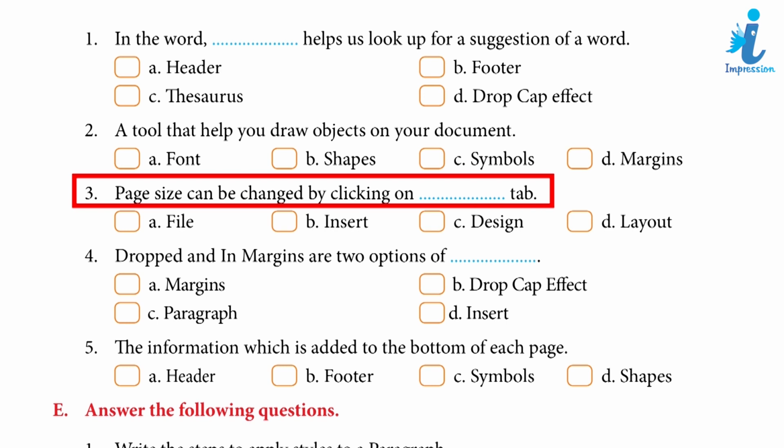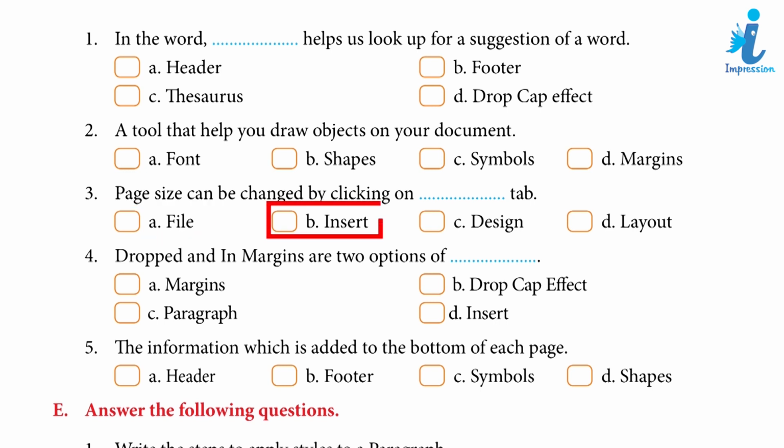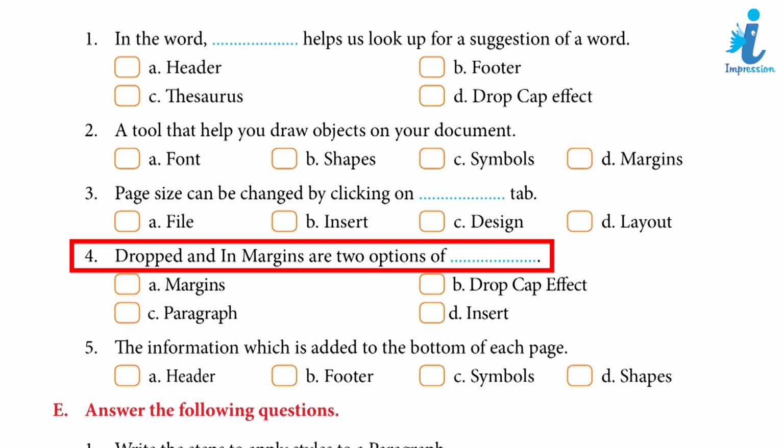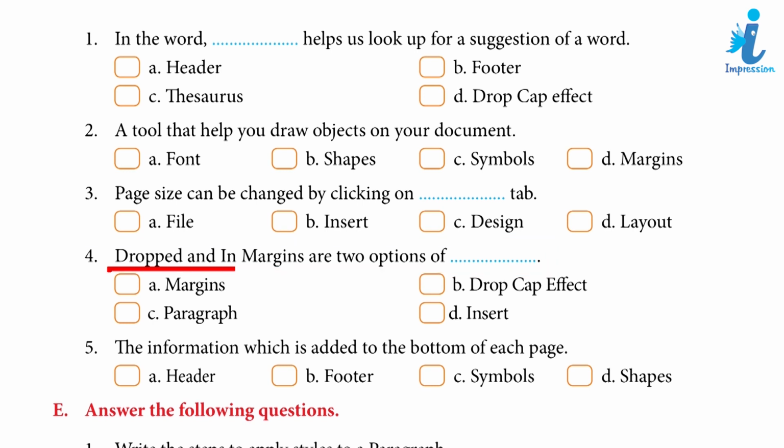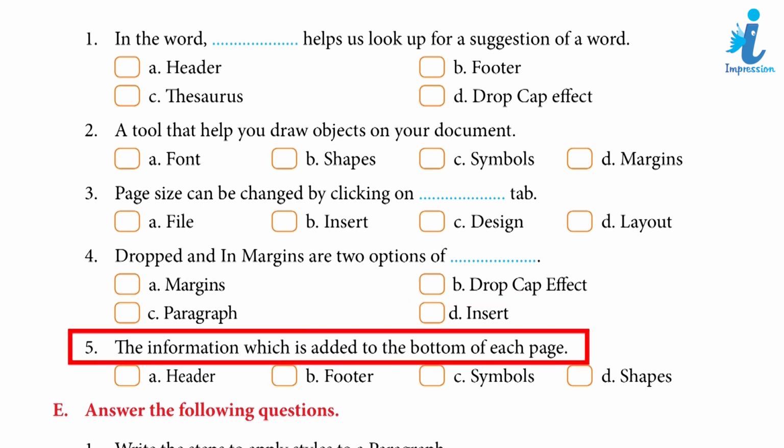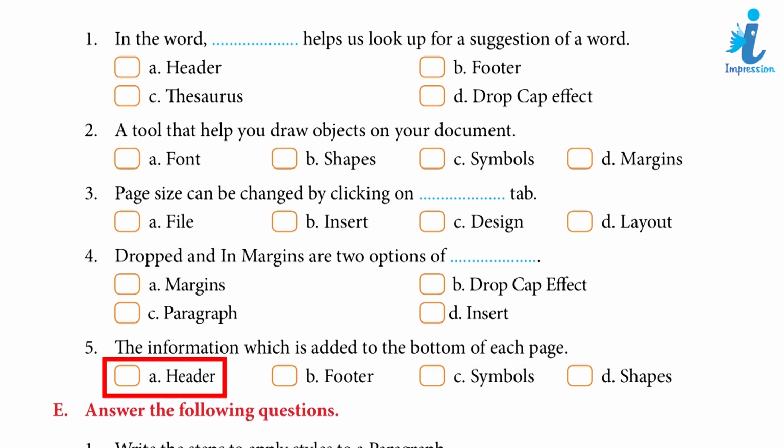3. Page size can be changed by clicking on dash tab. A. File. B. Insert. C. Design. D. Layout. Answer: layout. 4. Drop cap and in margins are two options of dash. A. Margins. B. Drop cap effect. C. Paragraph. D. Insert. Answer: drop cap effect. 5. The information which is added to the bottom of each page. A. Header. B. Footer. C. Symbols. D. Shapes. Answer: footer.